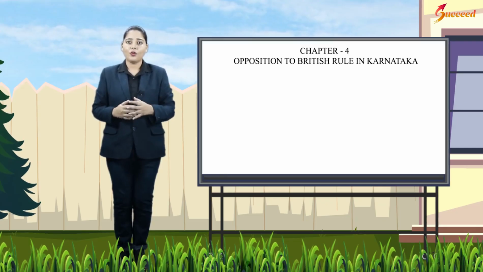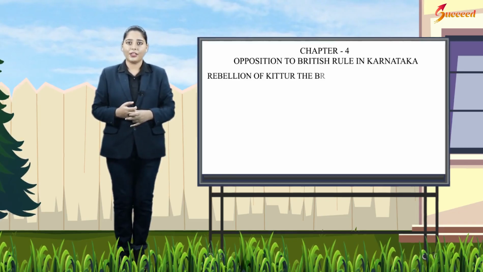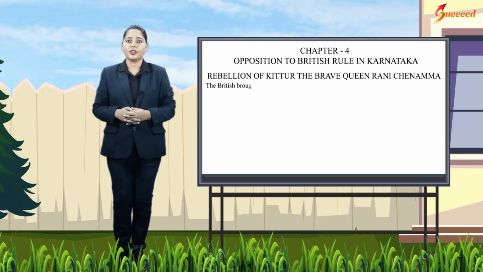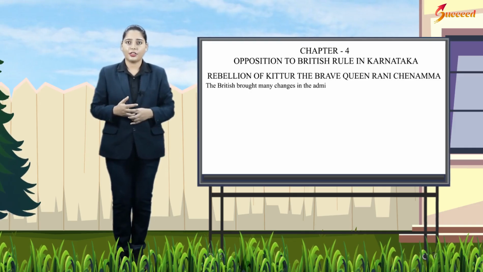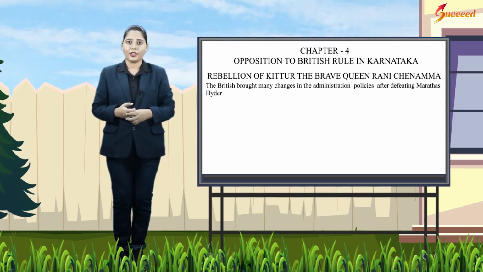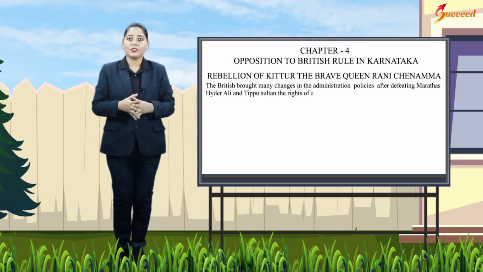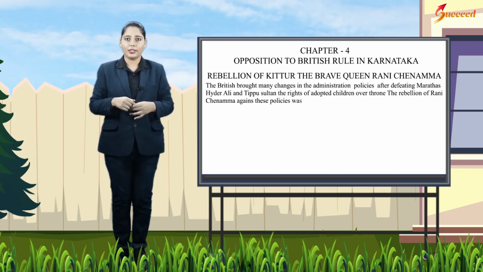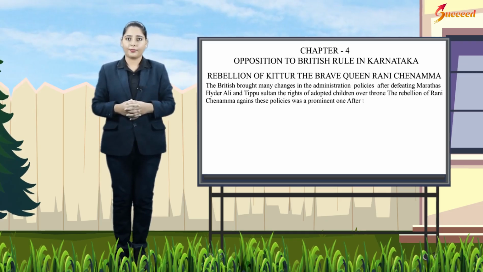Okay, so now next we are going to talk about the rebellion of Kittur, the brave queen Rani Chinnamma. The Britishers brought many changes in the administration policies after defeating Marathas, Hyder Ali and Tipu Sultan, and the rights of adopted children were overthrown. The rebellion of Rani Chinnamma against this policy was a prominent one.